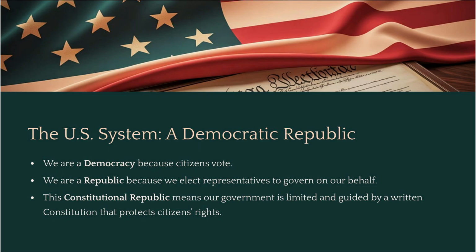Instead, we are a republic. This means we elect people, like senators, members of Congress, and the president, to go to Washington, D.C. and make decisions for us. They represent us. That's why our system is best called a democratic republic or a constitutional republic, because that whole system is written down in one big rulebook, the Constitution.